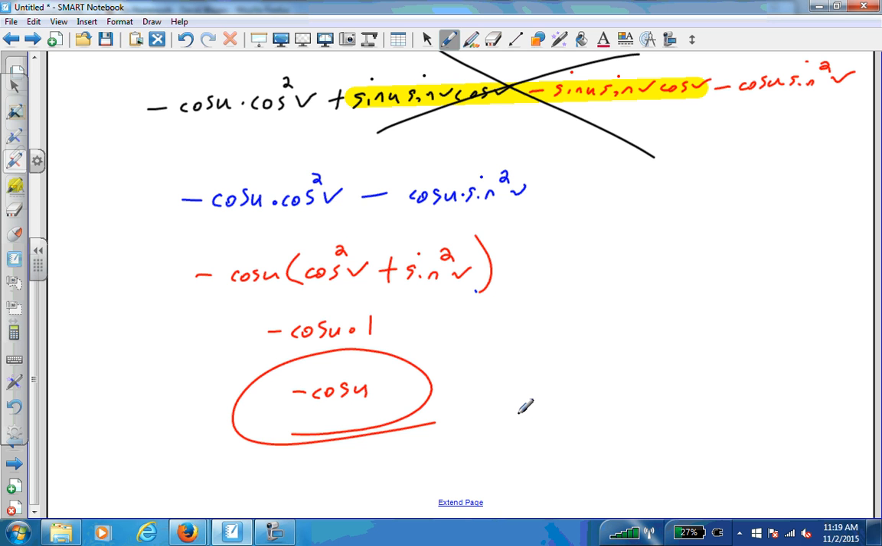So we took something that was very messy. We used some identities. We distributed, combined like terms, used another identity, and got it to something that was really simple.